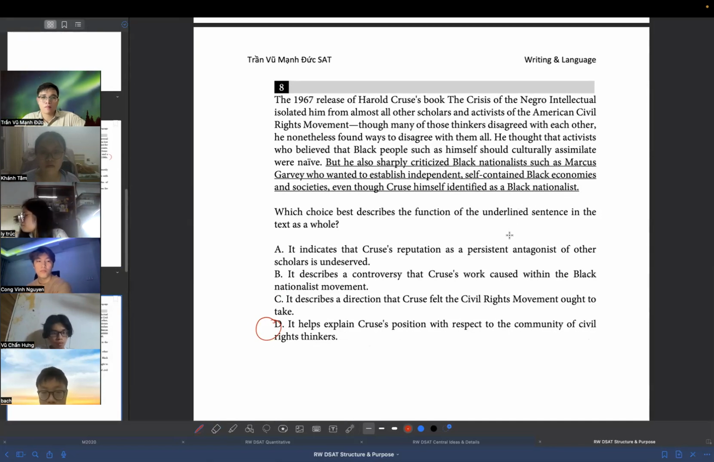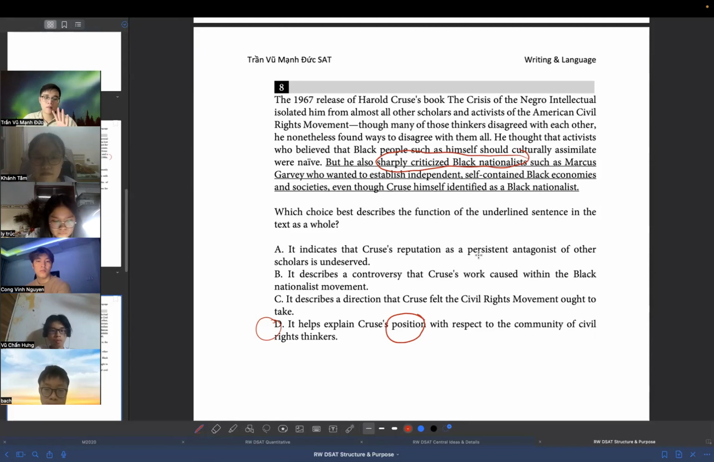Because even though Cruz identified himself as a nationalist, he's still... So this one is talking about Cruz's position, and he is criticizing Black nationalists. So this is his position, right? And next is respect to community of civil rights thinkers.